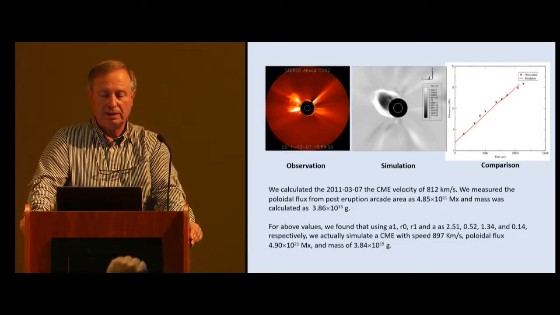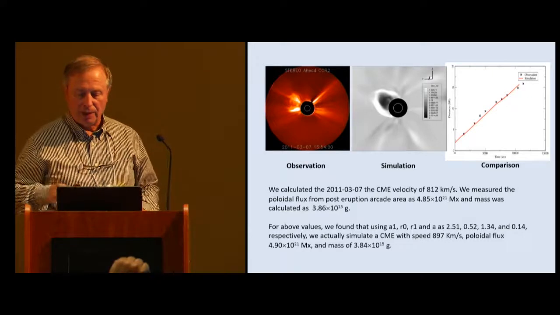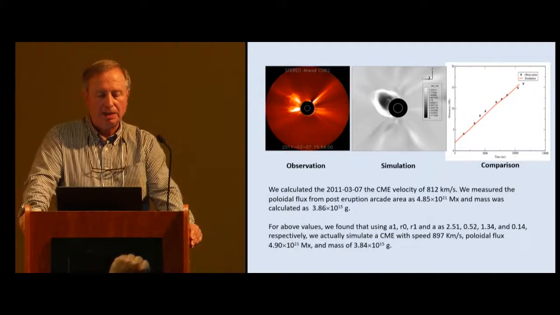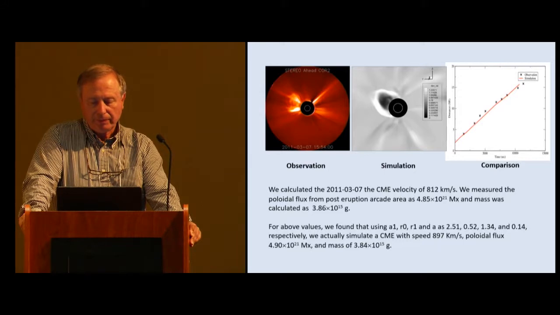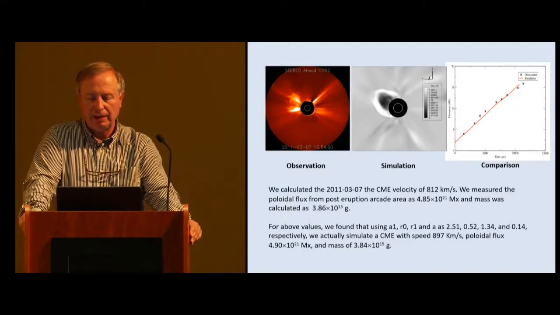And as a result, the observation, simulation, and comparison of the observed and simulated CME speed is shown here. The velocity measured is 812 kilometers per second, while the simulated one in our case was 897. But we also pretty well reproduced the mass of plasma inside the CME and also the poloidal flux.